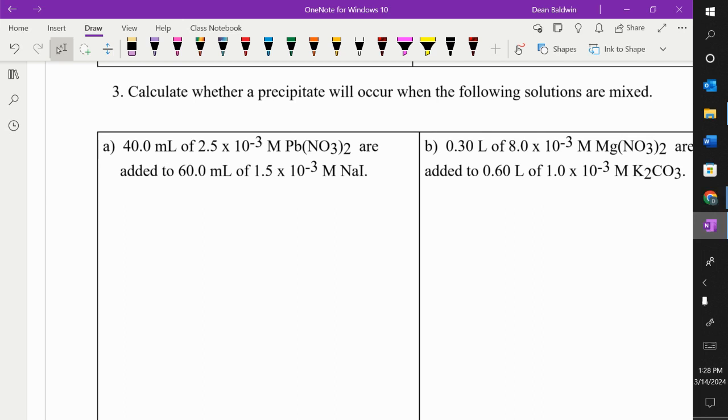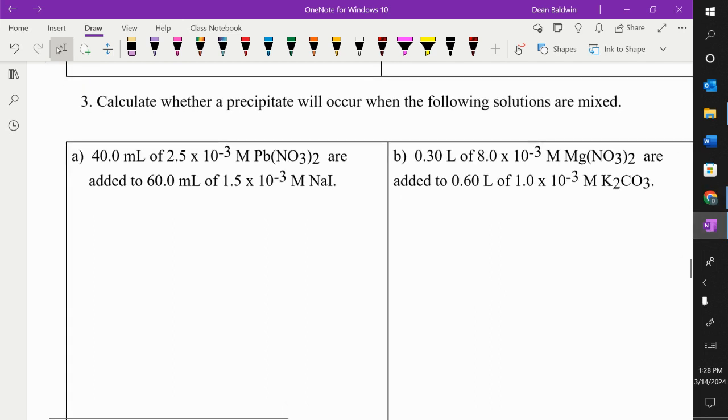Okay, 3A. Determine whether a precipitate will occur when the following solutions are mixed. As soon as that question is asked, that's a trial KSP question. Okay? This is trial KSP. So, 40 mils of 2.5 times 10 to the minus 3 molar lead nitrate are added to 60 mils of 1.5 times 10 to the minus 3 molar sodium iodide. Okay, first of all, what's your possible precipitate? That's what you've got to figure out.